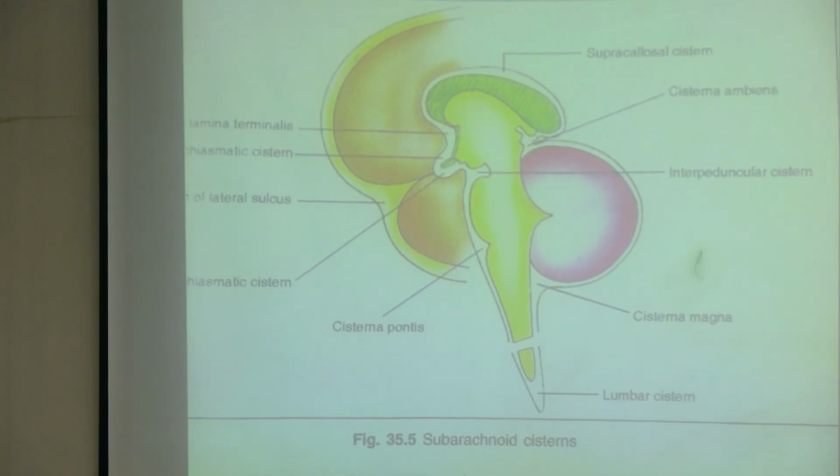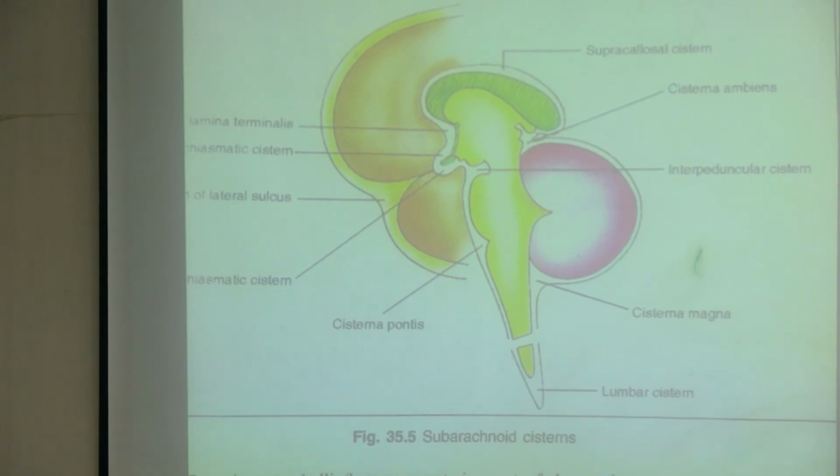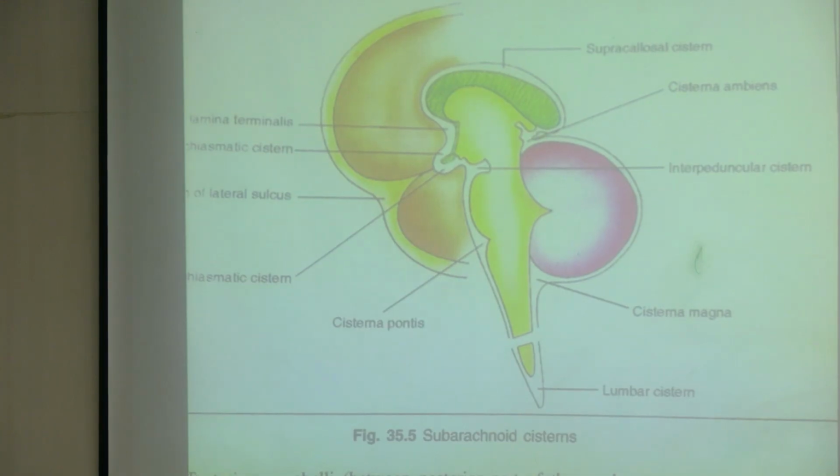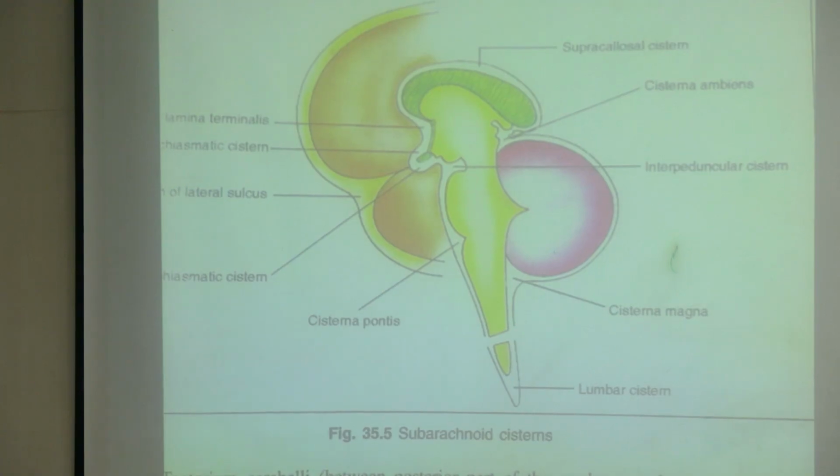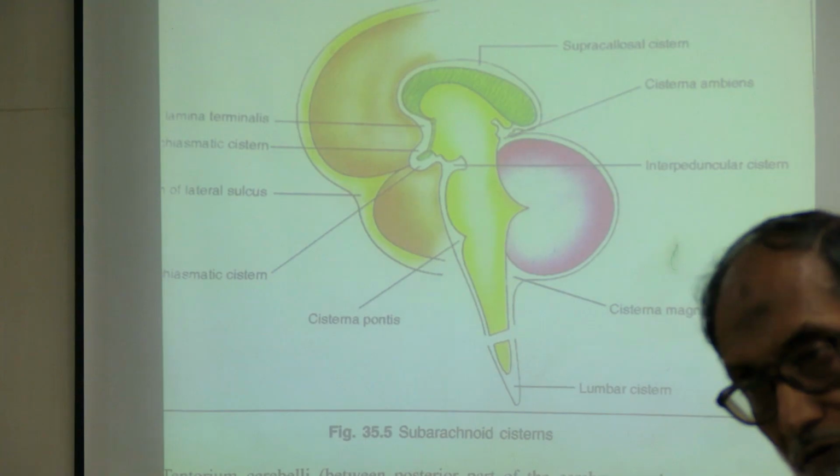Posterior surface of the medulla oblongata and inferior surface of the cerebellum. यहाँ पे जो angle है, that angle, here lies the cisterna magna, right?